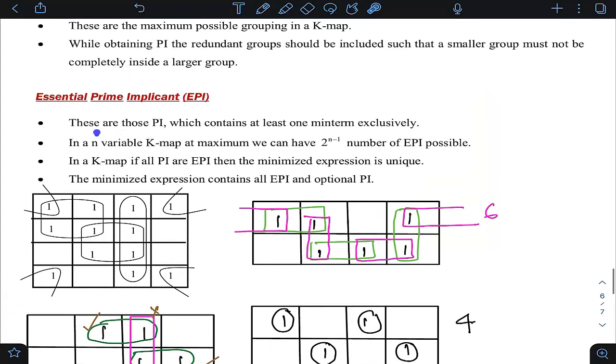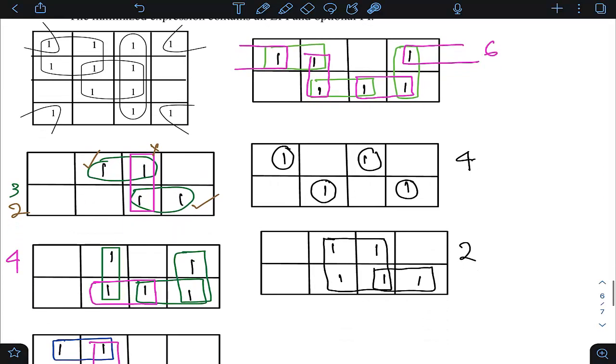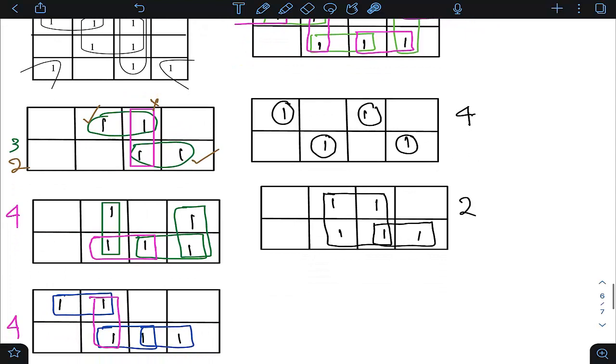So an EPI is a PI which contains at least one min term exclusively. You have to check each group and see whether it contains at least one min term which is not covered by multiple groups. That is the criterion. If you observe, this is an EPI, this is an EPI.